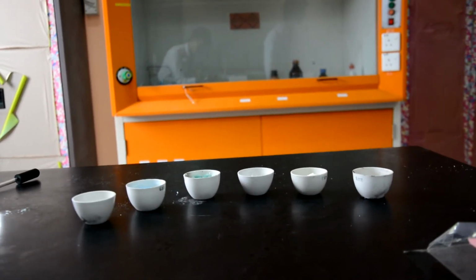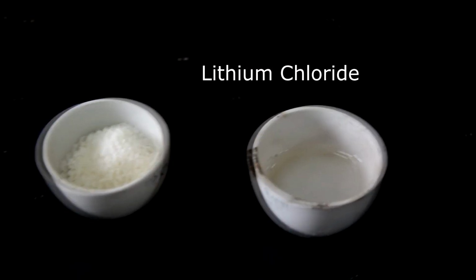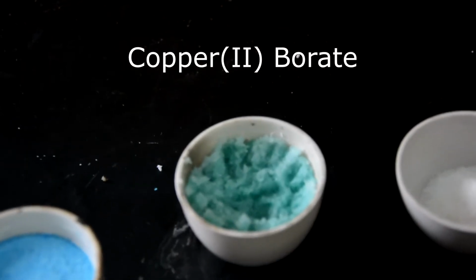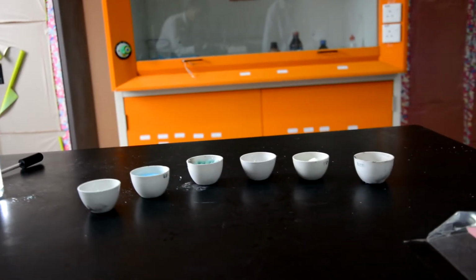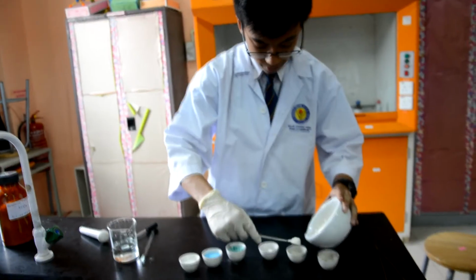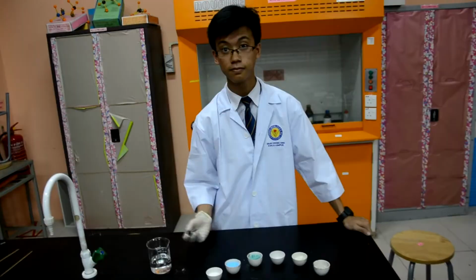For this experiment, we will need methanol, table salt, lithium chloride and hydrous calcium chloride, copper 2 borate, copper 2 sulfate, potassium chlorate, crucible, lighter, and a wooden splinter. Firstly, we put each of the salts in their own separate crucible. Next, we add methanol to each of them, and then light them up using a burning wooden splinter.